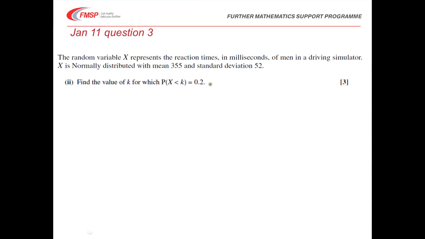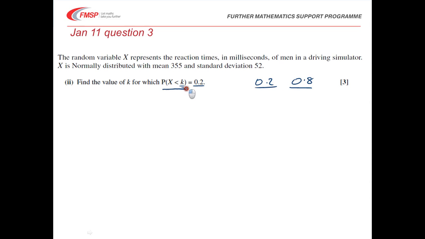Okay, so this time we're using things backwards. We're trying to find what's called a percentile. There are some issues with this that we need to be aware of. First of all, the complement of 0.2 is 0.8. Complement probabilities add up to 1.